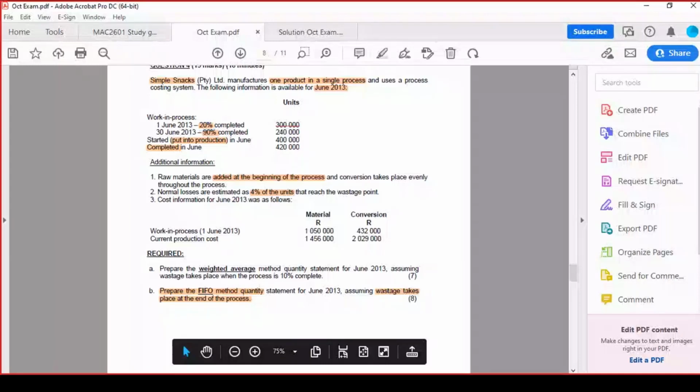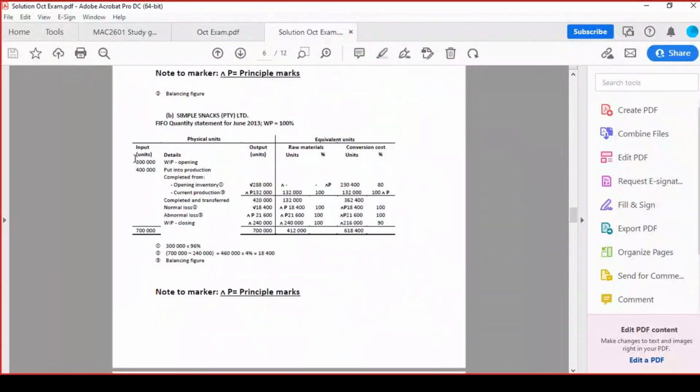For opening, I've put 300,000. I didn't take out the normal loss because the wastage point takes place at the end of the process. Yeah, but remember the rule we covered: for opening inventory, you have to test the opening WIP percentage, being the 20%. You must ask yourself, is it less than the wastage point? If it is, you need to take into account the loss. In this instance, the 20% is less than the 100%, because the end of the process means 100%. So you needed to take into account that normal loss, making the 288.